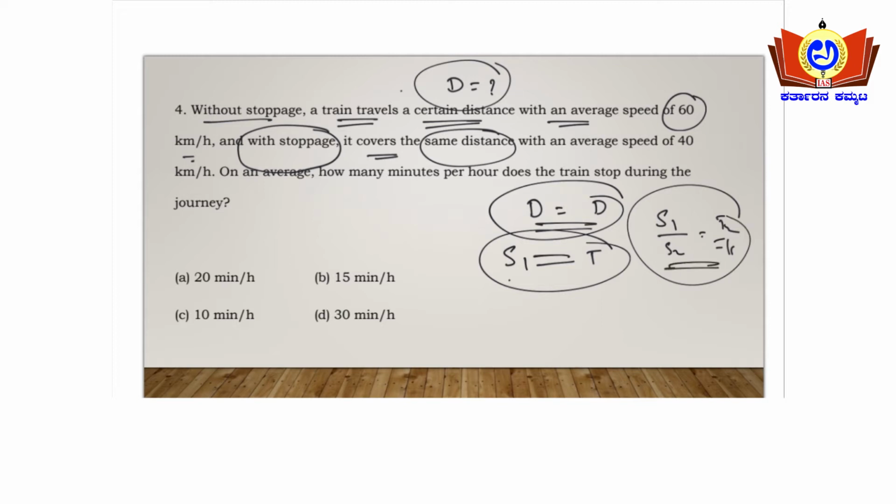Okay, so what they have asked: on an average how many minutes per hour does the train stop during the journey? So the second train actually is traveling at a lesser speed, 40 kilometers per hour. So how many minutes per hour does the train stop during the journey? So it's a very simple question, right? I'll be solving it in the next page.